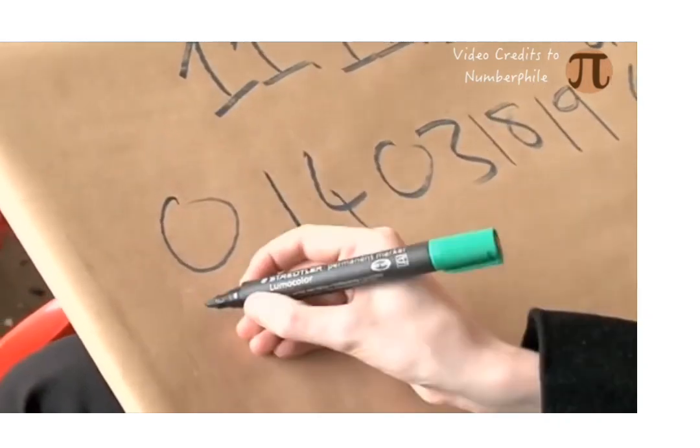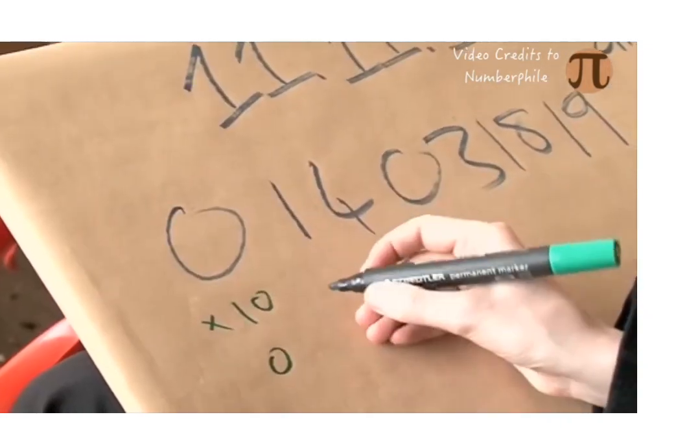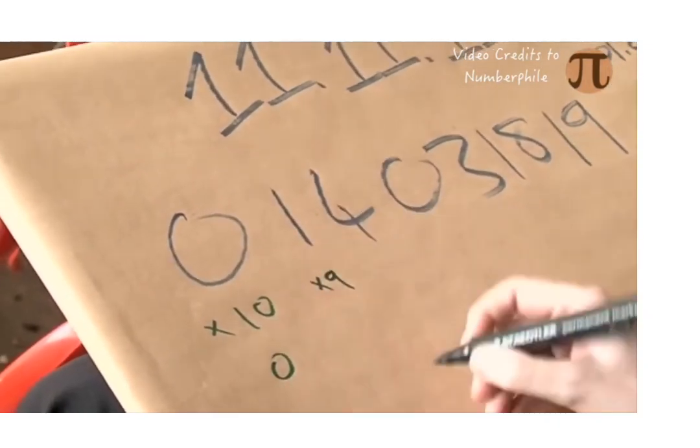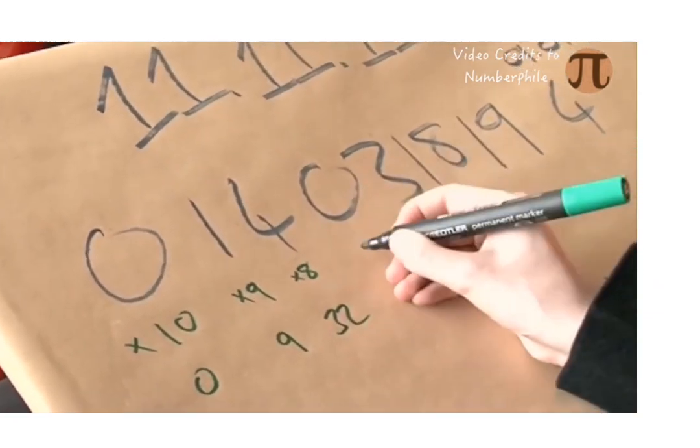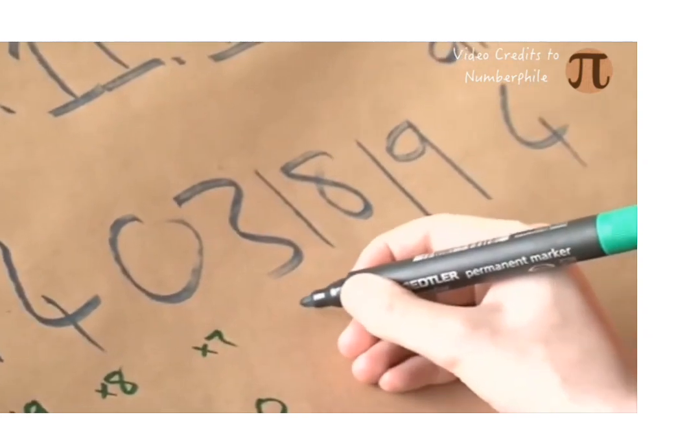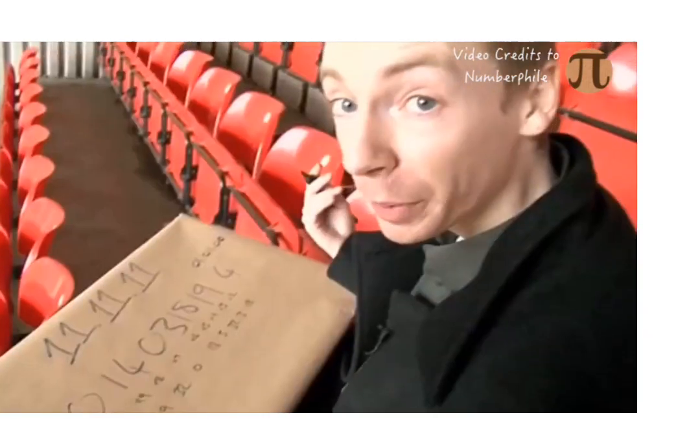01403181194. I'm going to take the first digit and multiply it by 10. The second digit, I'm going to times by 9. The third digit, I multiply by 8. The next digit, I times by 7, and you can keep going. And the very last digit, you multiply by 1.